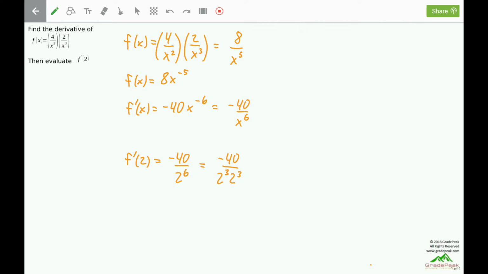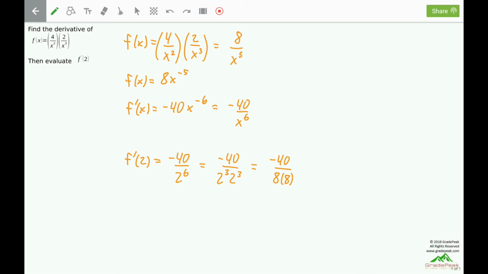The exponents just need to be able to add to the original. And 3 plus 3 is 6. 2 cubed might be a little bit easier to think about. 2 times 2 times 2, which will give us an 8. So we have negative 40 over 8 times 8. Now instead of multiplying those 8's, if you look at the numerator, that's divisible by 8. So one of those 8's can cancel down.